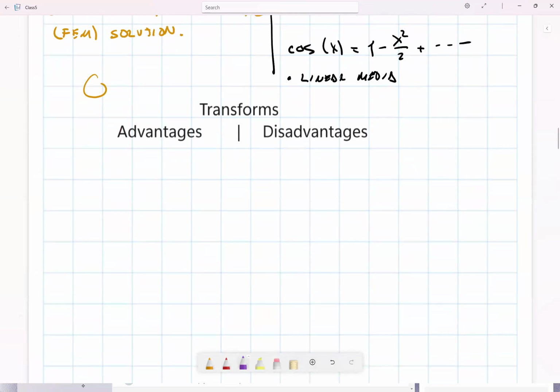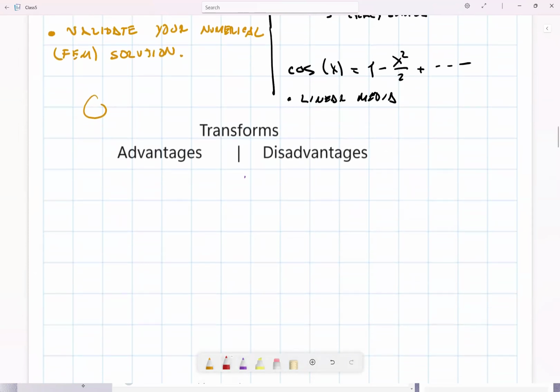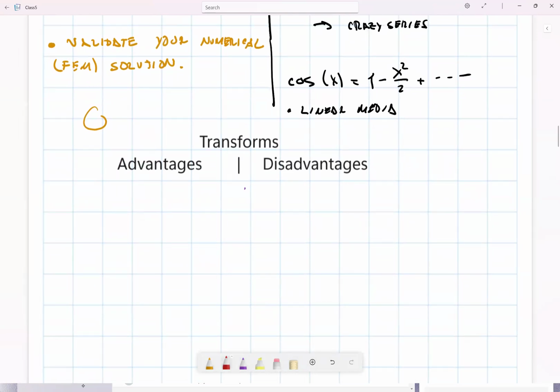Transforms. As I said, what transforms really do is help solve the problem. Let's take the advantages of transforms. The advantage of transforms is that they reduce the dimension by one order.